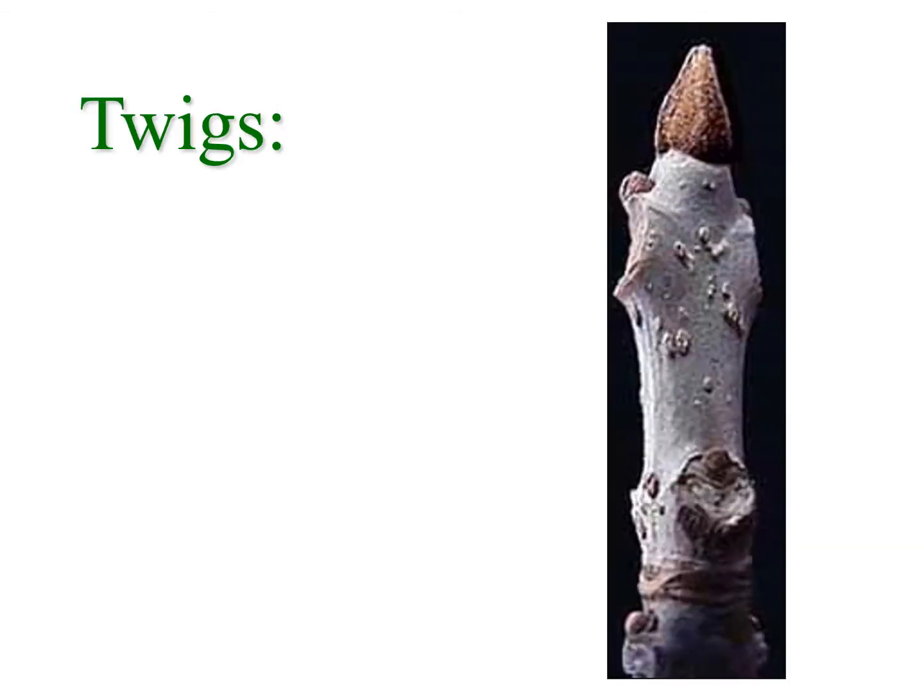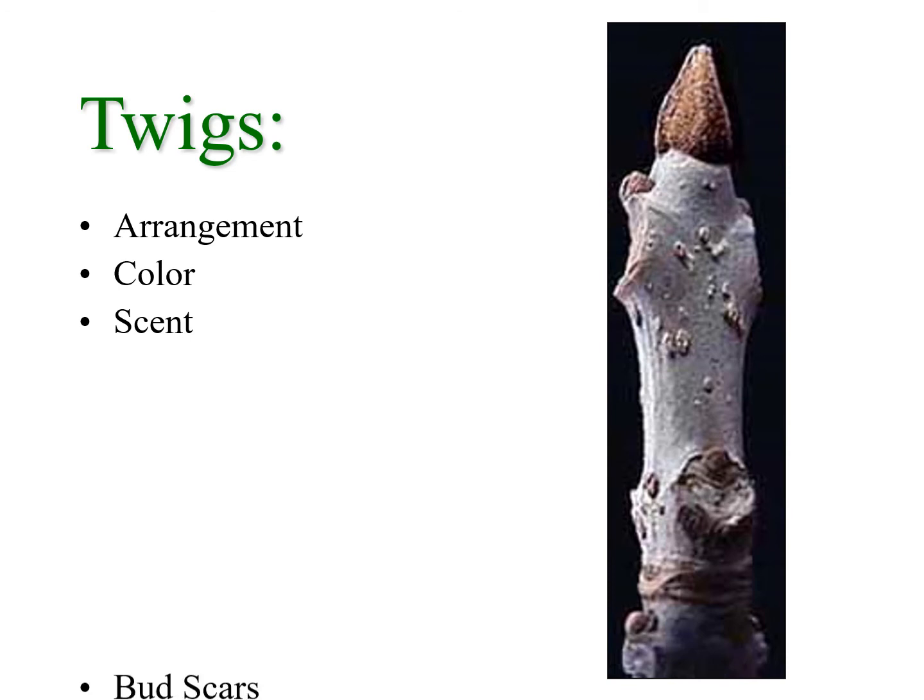What are other features of the twigs other than arrangement that we can use for tree identification? What is the color of the twig? Is there a scent? If you break it or cut it open, is there some particular scent? What are the bud scars? In this photograph, this is an ash twig, and the bud scars can certainly be indicative of what species of ash it is. What is the pith? If you cut a twig vertically, what does the pith look like?